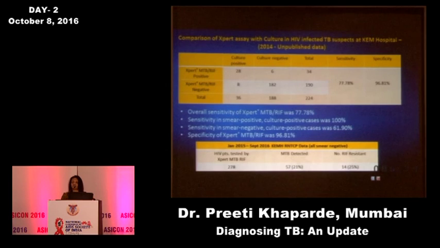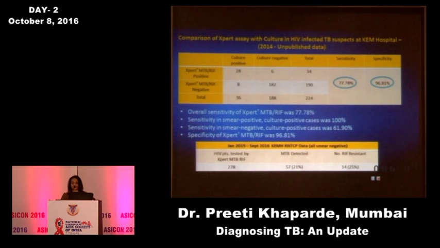Similarly, for pulmonary TB, we had done a study as a part of my postgraduate student's dissertation, and what we found was that the sensitivity was 77.78% and the specificity was 96.8%. The sensitivity in smear positive, culture positive cases was 100%, and the sensitivity in smear negative, culture positive cases was around 62%.